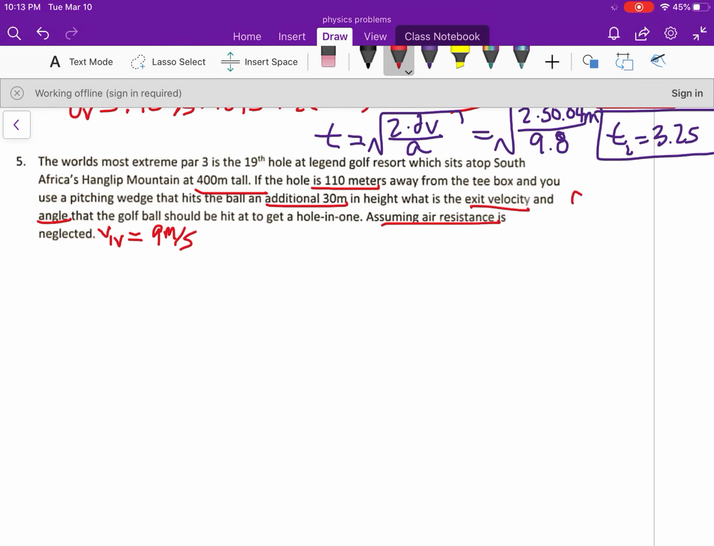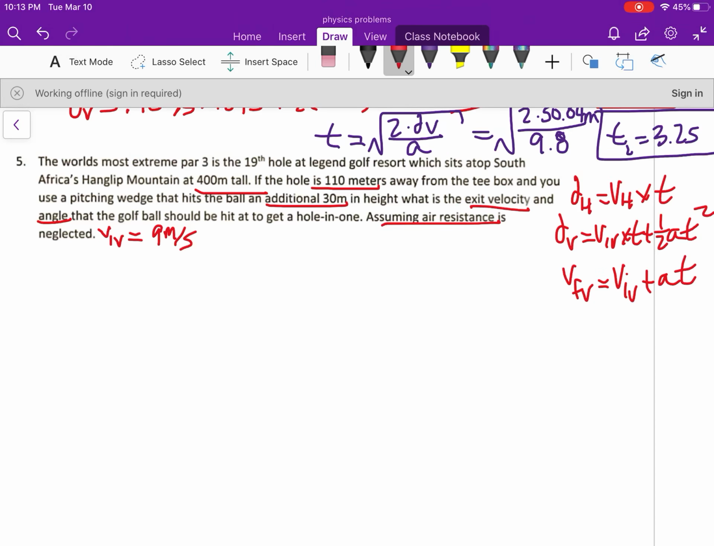So I have my 3 equations. Distance in the horizontal equals velocity in the horizontal times time. Distance in the vertical equals initial vertical velocity times time plus 1/2 a t squared. Velocity final in the vertical equals velocity initial in the vertical plus acceleration times time. Those are our 3 equations.